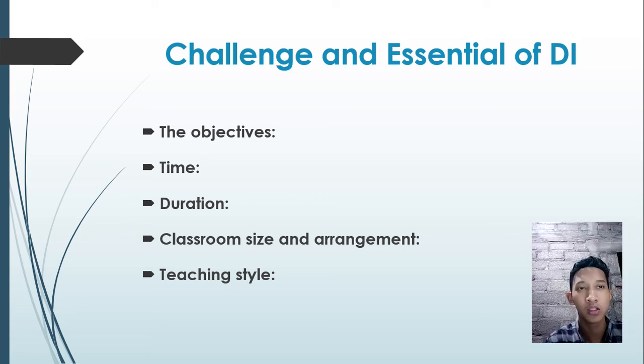Next, number two is time. The application of differentiated instruction tends to need a lot of initial preparation by the teachers and more instructions given to the students. So it will affect slow learners or fast learners when working on tasks. It will affect the management of time to work.